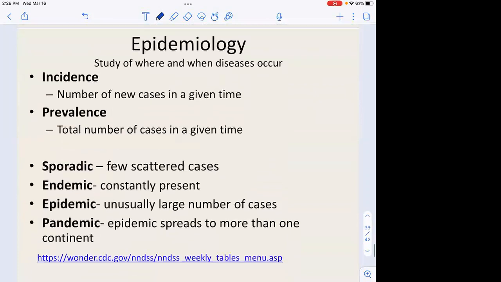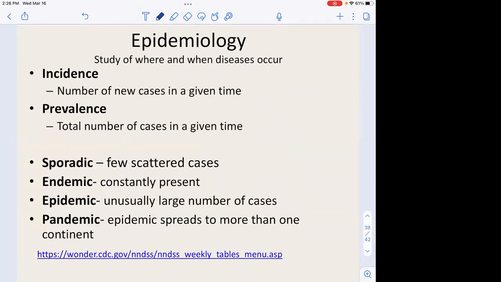And I want to finish up with some terminology that we use in epidemiology. Obviously, a pretty hot topic right now. If you think you want to be an epidemiologist, it involves a lot of asking questions, taking surveys, asking people where they've been and what food they've eaten and who they've been around and what they've done. And also the statistical analysis of all that information. So certainly an interesting field, studying where and when diseases occur.